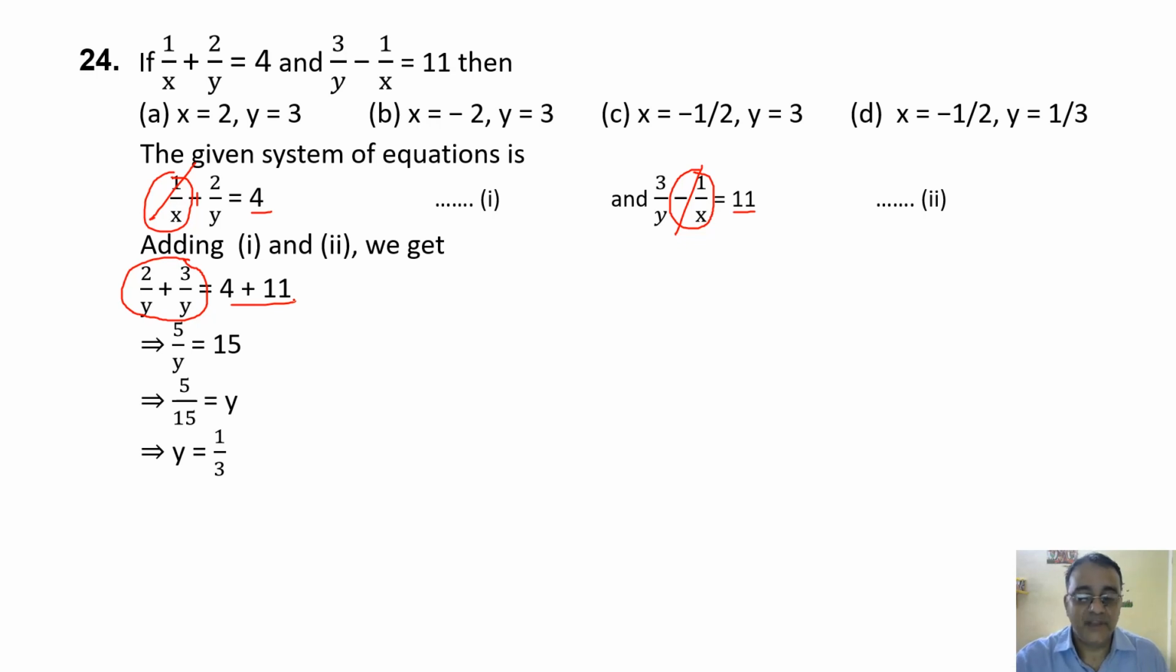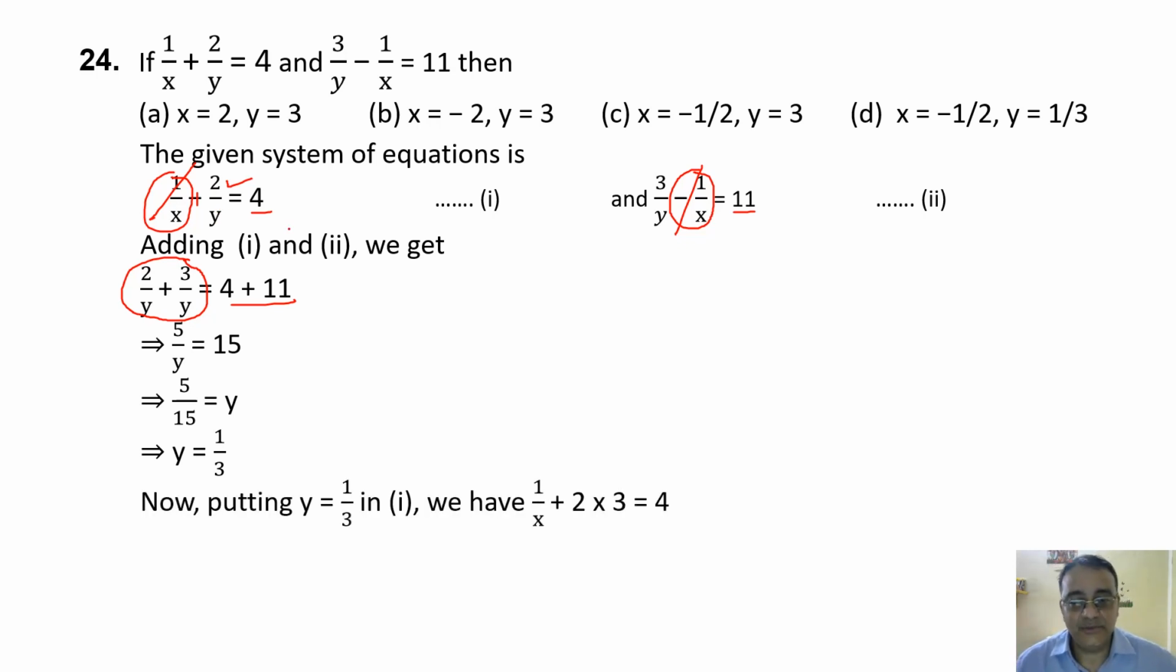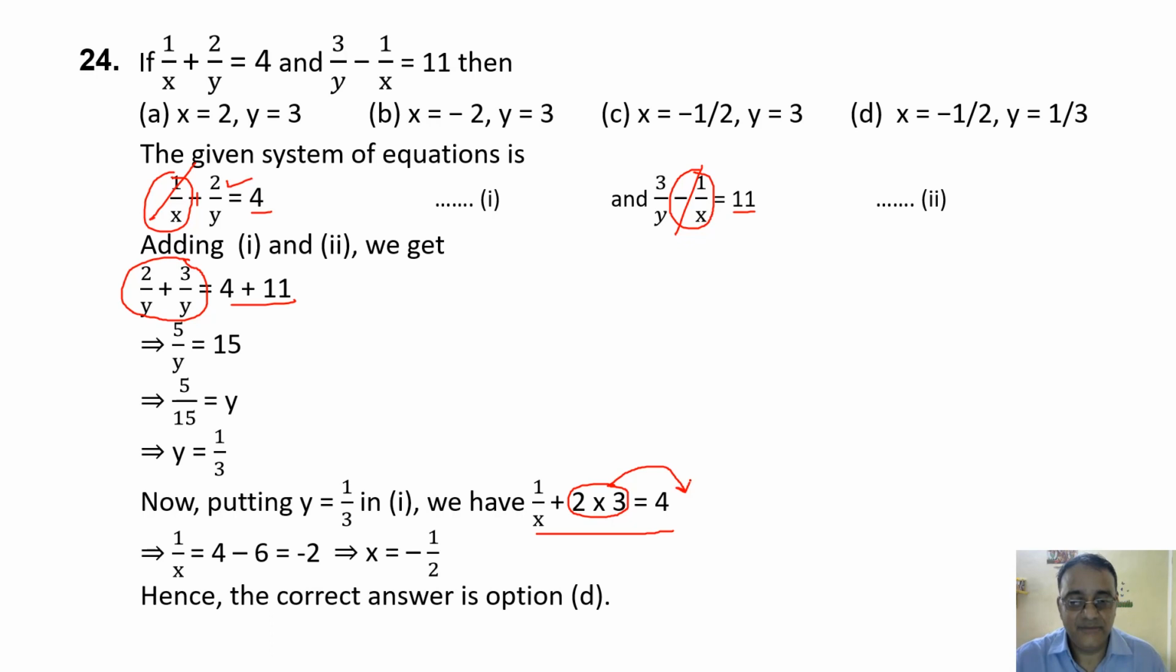Now this value, we will substitute in this equation, right? So 2 by y becomes 2 into 3 if you substitute y equal to 1 upon 3. This is clear? Yes, sir. Now this is 6, shift to this side, will become 4 minus 6, that is minus 2. So what is the value of x? 1 by minus 2, that is minus 1 upon 2. So x is equal to minus 1 upon 2, and the correct option is D.